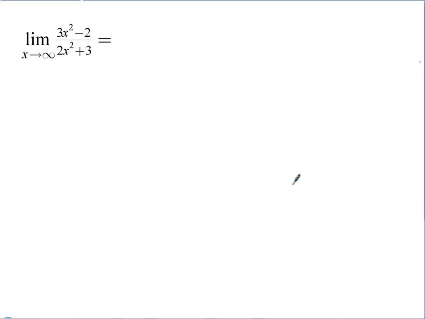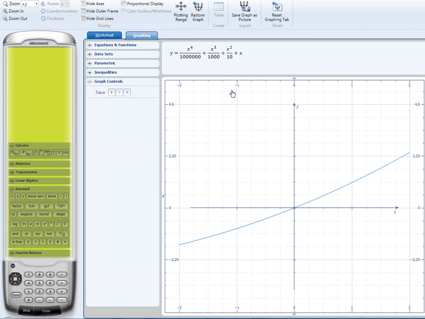For today, let's just take maybe either the numerator or the denominator, and talk about what happens if we take a polynomial and we analyze the behavior of a polynomial. Let's look at a fun one here. What if we take this polynomial, this guy right here? Everybody see that? It's kind of hard to see, but it's x to the 4th over some huge number, plus x cubed over 1,000, plus x squared over 10, plus x.